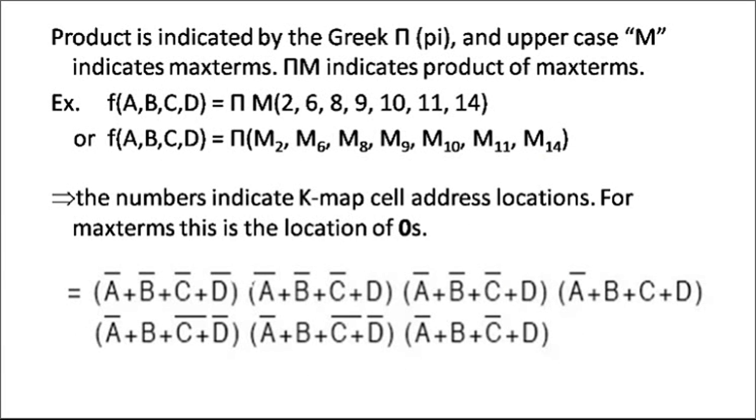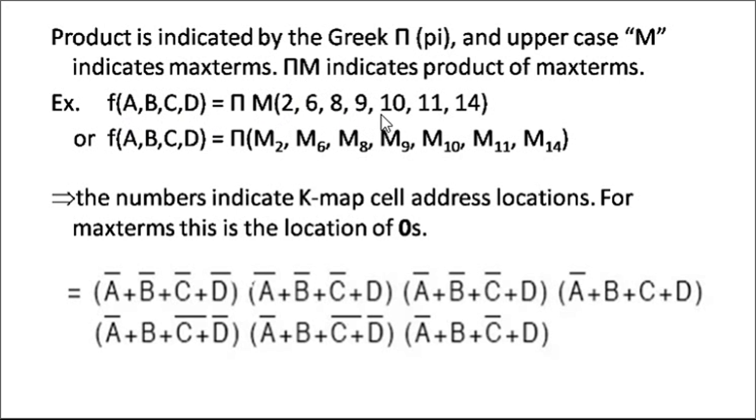The product is indicated by the Greek pi symbol, and the uppercase capital M indicates a max term. So pi M indicates the product of max terms. In the SOP form, what do you write? Sigma and small m. In POS, what do you write? Pi and capital M.